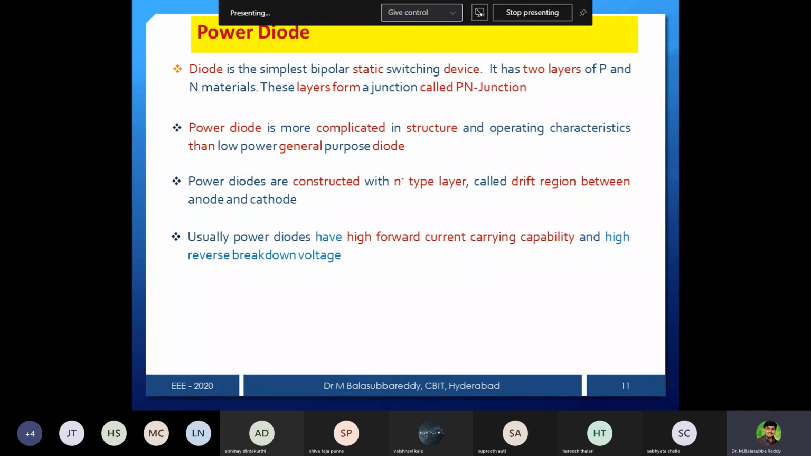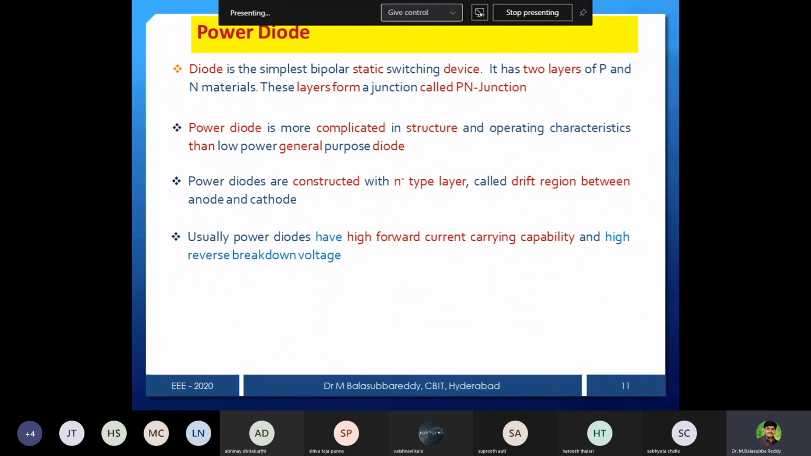If any device is operating in a circuit, what is its function? Normally, either it has to be on or it has to be off. But what I want is that when the device is on, it has to carry more current. That is our only purpose. The current carrying capability or rating of the device must be high to meet the load demands. That's why a power diode is capable of carrying the forward current.